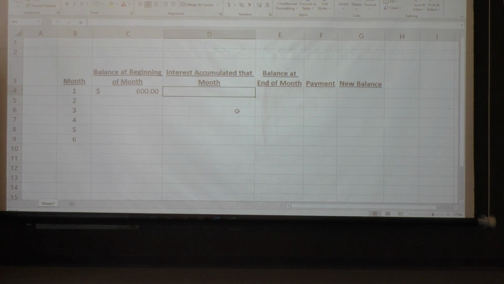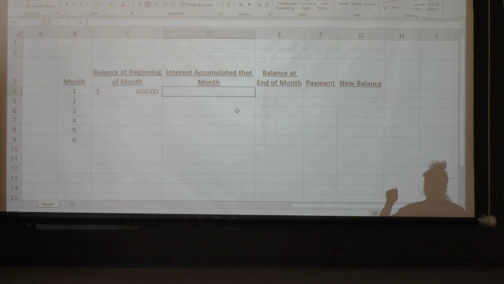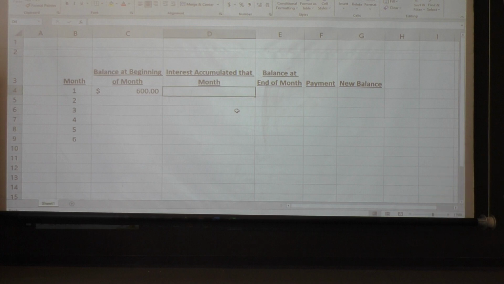How did that $6 get calculated in that next cell? 606. Right, but how did the $6 get calculated? 1% of 600. Thank you, Ella. Absolutely perfect. Equals 0.01 times that previous balance. There's your $6. How's the balance at the end of the month calculated, dear friends?